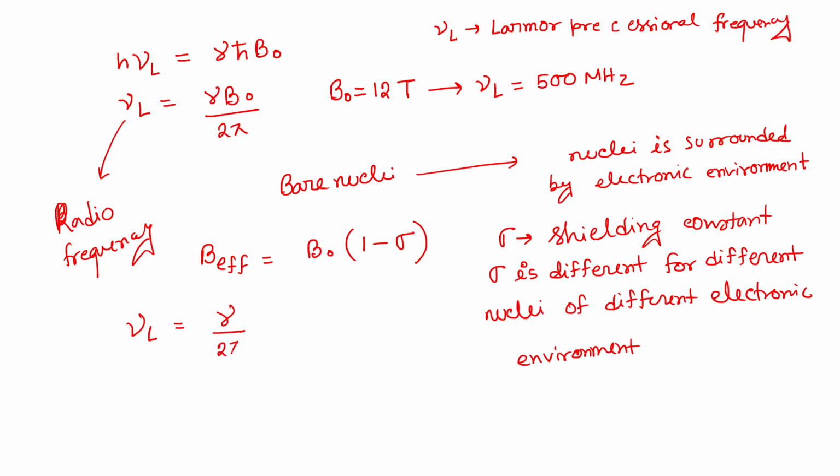it's nothing but gamma by 2 pi and B0 multiplied by 1 minus sigma. So now your different nuclei can have different Larmor frequency, but it is also true that this nu L is going to depend on your B0. So what you are measuring, the Larmor frequency measured by your NMR instrument at a particular magnetic field, should not be different.